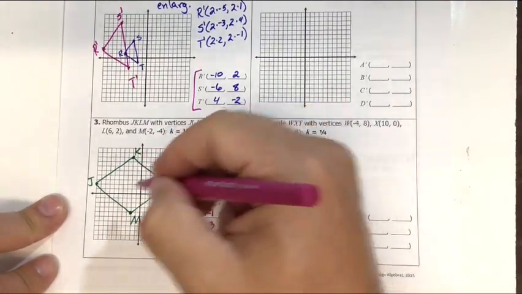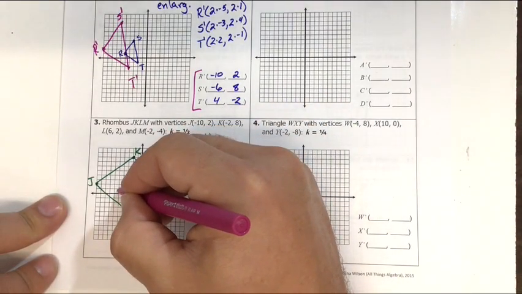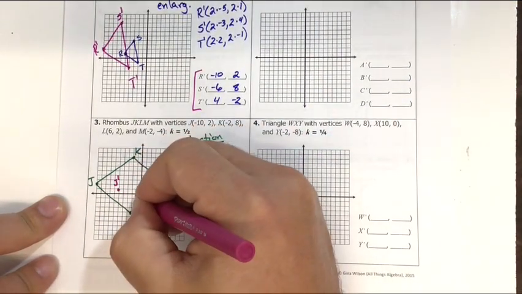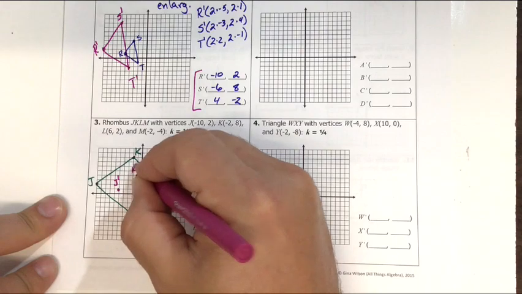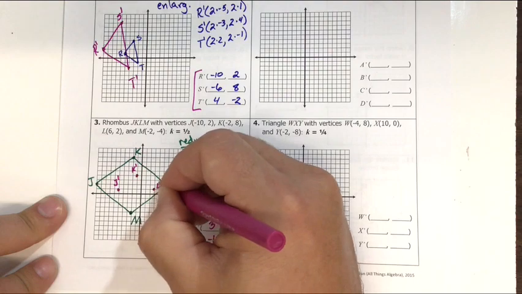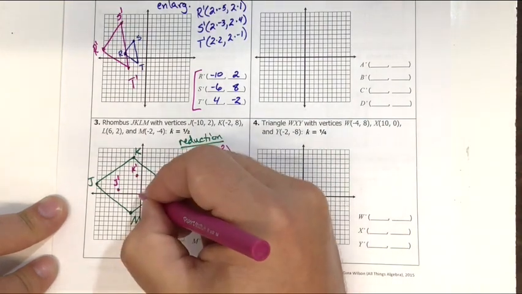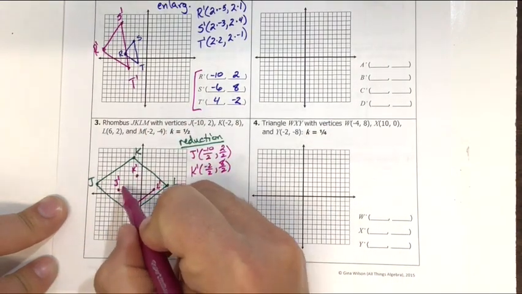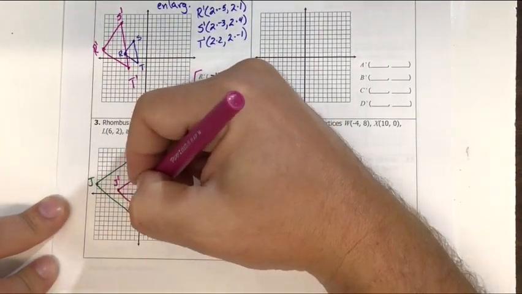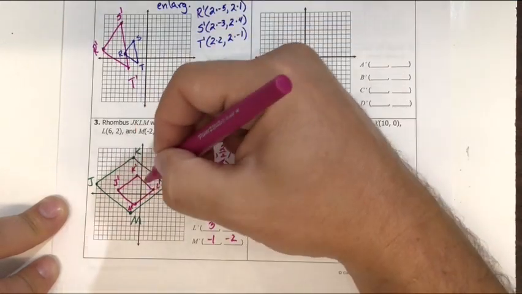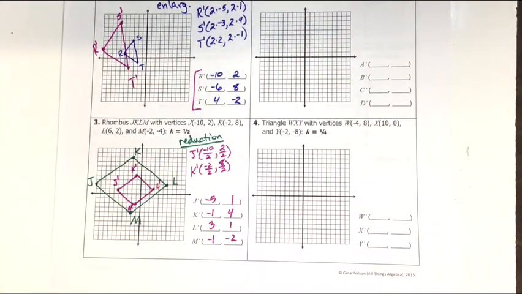So j prime is at negative 5, 1. K prime is at negative 1, 4. L prime is at 3, 1, and M prime is at negative 1, negative 2. You'll notice that the corresponding sides of your image and pre-image are parallel in this case. Most of the time that should work out to be the same.